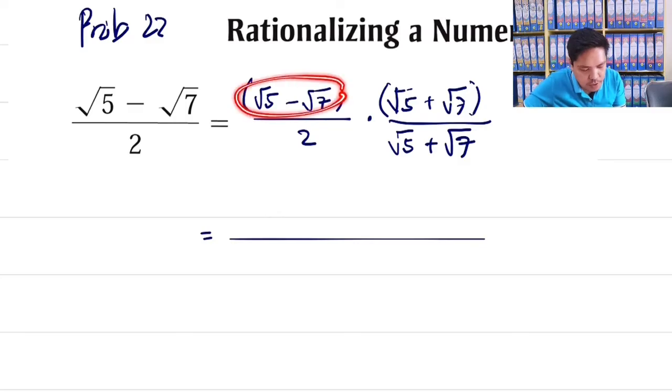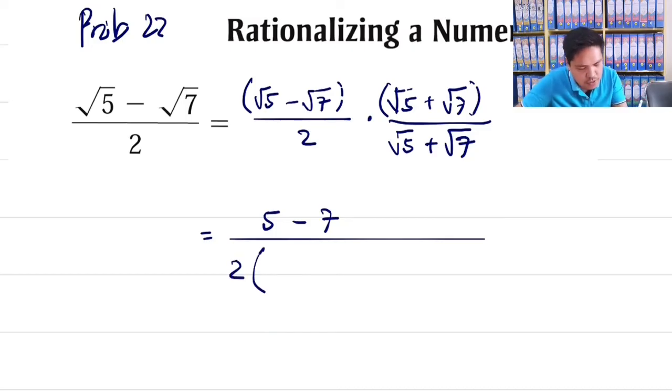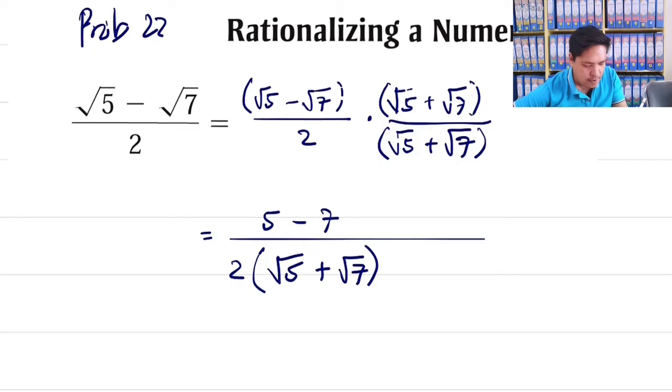So, if we multiply these two, just square root of 5. That's the square of the square root of 5. Of course, that's 5. Minus, that's the square of square root of 7, that is 7. Over 2 times. Again, ito siya, isang grupo to. So, again, be careful with the grouping. So, isang grupo yung minultiply mo by 2. Square root of 5 plus square root of 7.